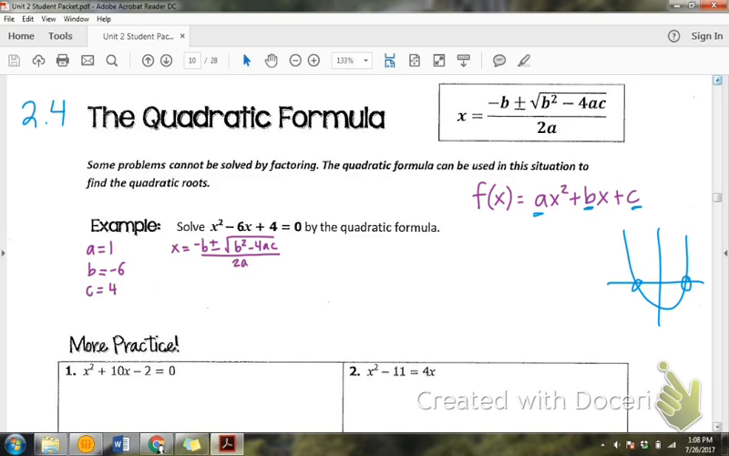Now we're going to start plugging things in. We're going to be really careful. Please don't jump ahead as we plug in. The first thing says the opposite of b. My b value is negative 6. So what am I going to plug in? Positive 6. Plus or minus. Draw your big long square root. Your b value squared. That means we're taking the negative 6 and we're squaring it.